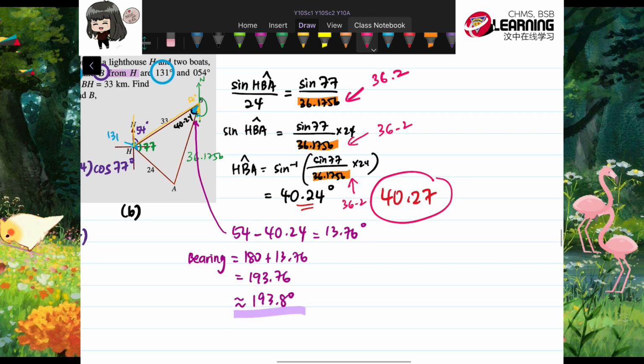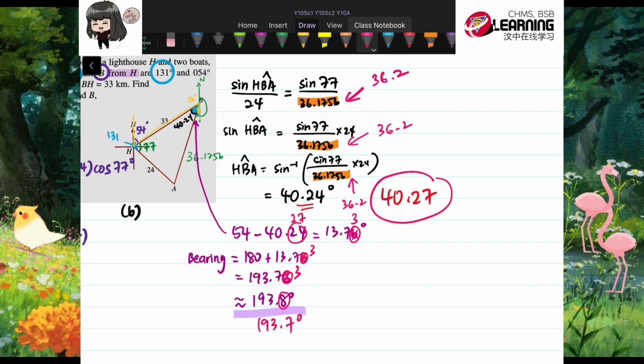This one is supposed to be 27, right? 40.27. So here is 13.73. Please change this to 13.73. So when we round off, this one is supposed to be 193.7 degree.